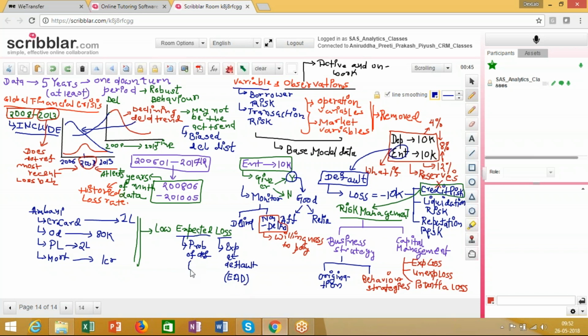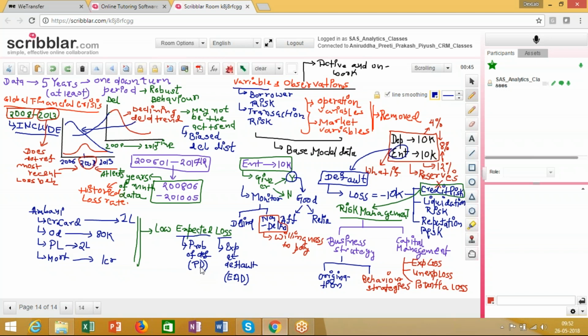And what we have over here is the probability of default, or as we call it, the PD model. So these are the very famous components that we always talk about. We always talk about these PD, LGD and EAD models. So this is what an EAD is: the amount that is outstanding at the time of default is known as the exposure at default.